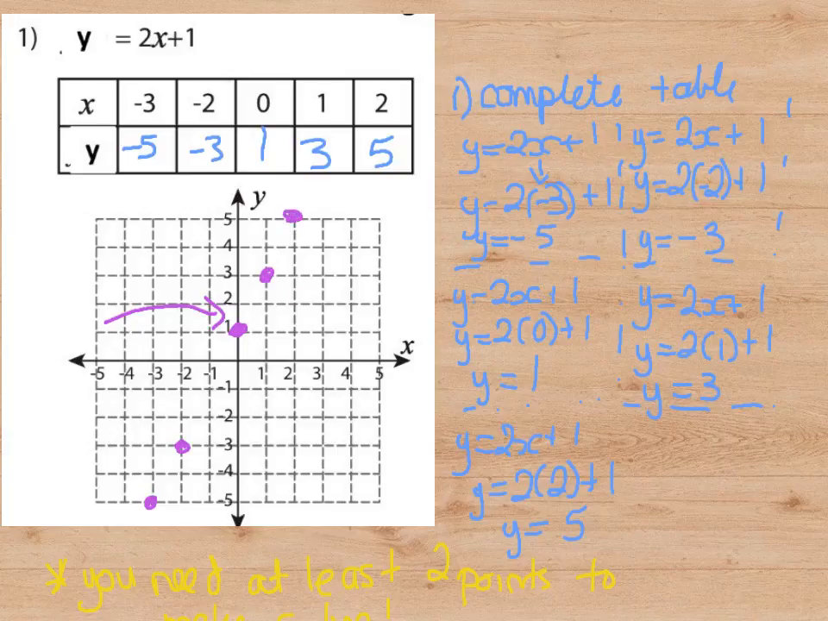Now, my program doesn't have a ruler, so I'm going to draw it out as best as I can. Your line should look something like this. There we go. Looks a little bit more accurate. Now, does your line stop here? No, because you have an infinite amount of points. It basically goes on forever. It is a linear function that goes on from negative infinity to positive infinity, which you should know what that means by now.